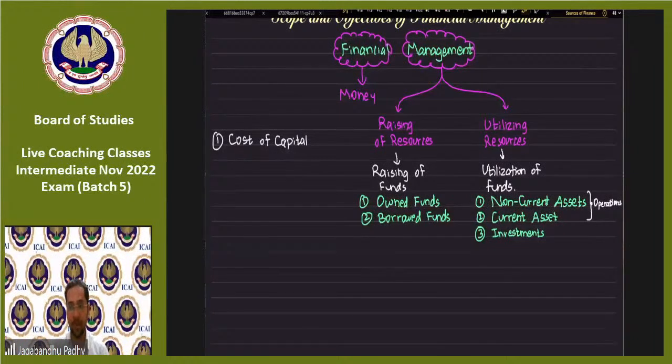If I issue preference share, what is the cost that I will incur? If I issue equity shares, what is the cost of that fund that I raise? So can you tell me this chapter is focusing on which section of financial management? Is it talking about how and from where to raise the resources, or is it utilization of resources? Right? Correct. So it talks about raising of resources. Perfect.